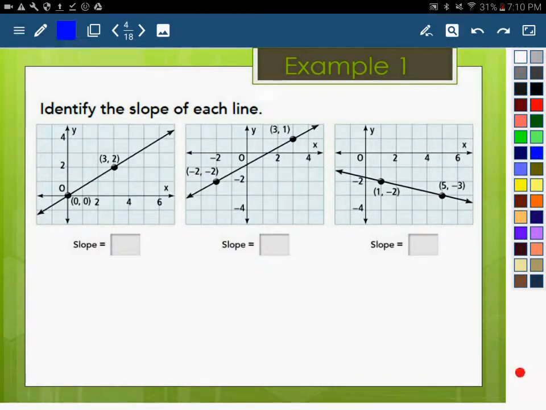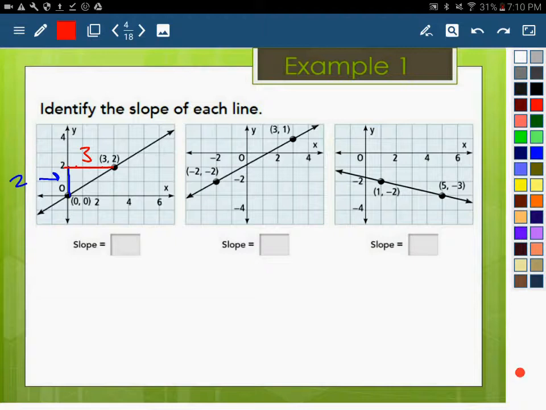So let's look at the vertical change of the first graph. From the leftmost point, just draw a vertical line up to the height the second point is at. That distance, from 0 to 2, is 2 units. Now the horizontal distance, starting at that same spot, if we go horizontal, we count 3 units. 1, 2, 3.